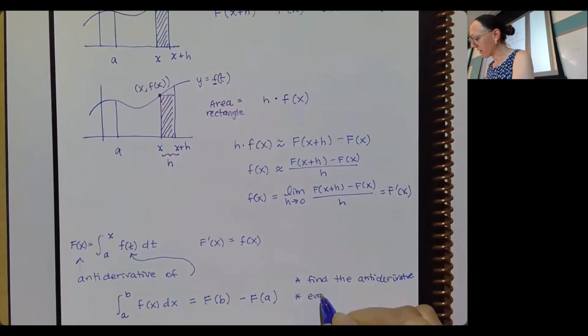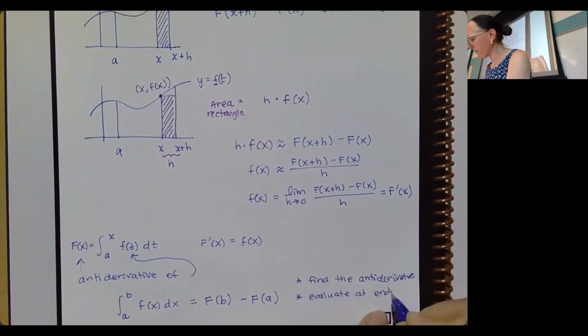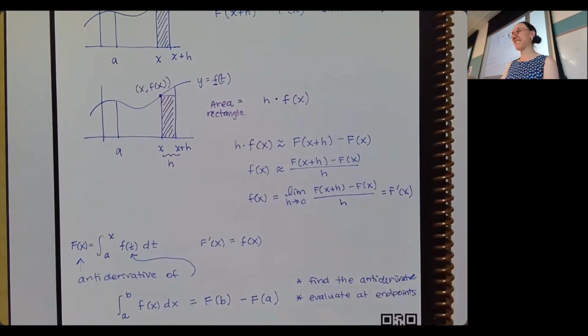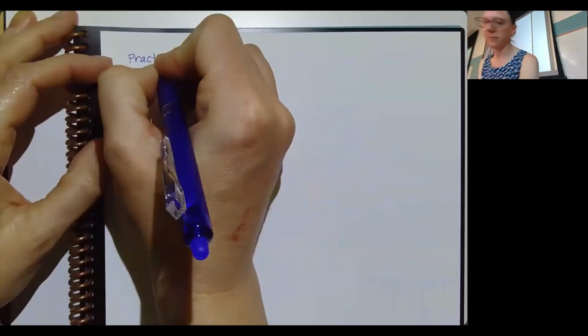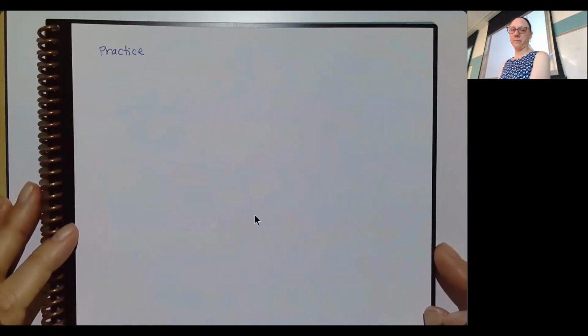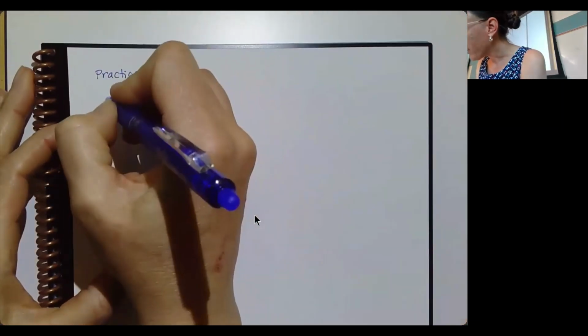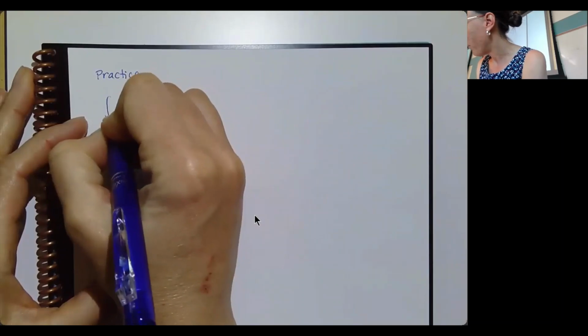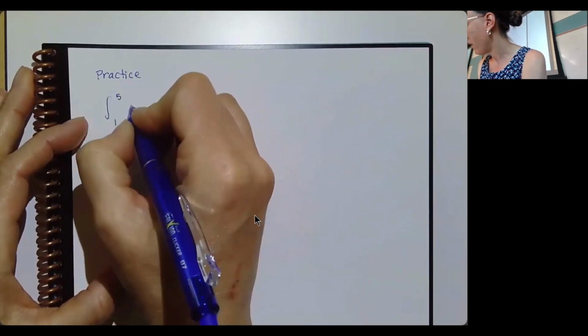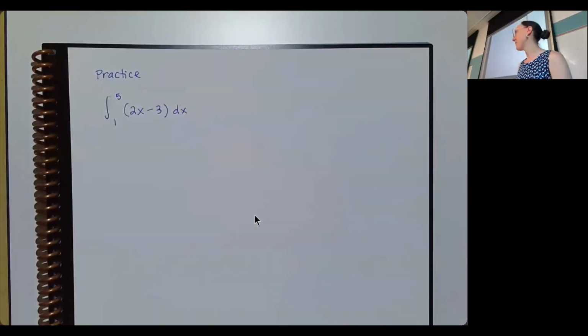And then evaluate at the endpoints. Let's get a few practice problems with that. So, get some practice. If I write the integral from 1 to 5 of 2x minus 3 dx.